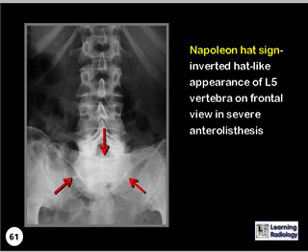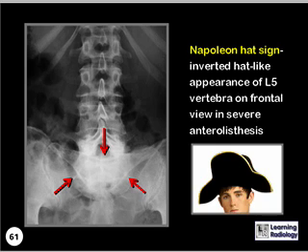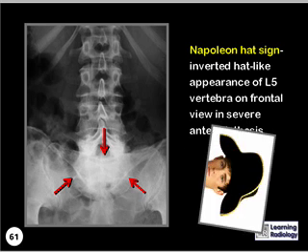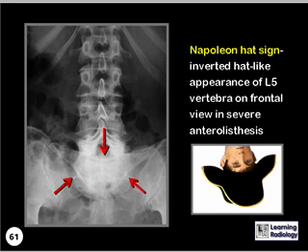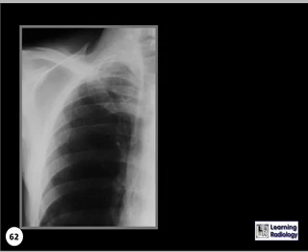This is the Napoleon hat sign, which is the inverted hat-like appearance of L5 on the frontal view in severe anterolisthesis. It resembles an upside-down Napoleon hat. What sign is demonstrated here?